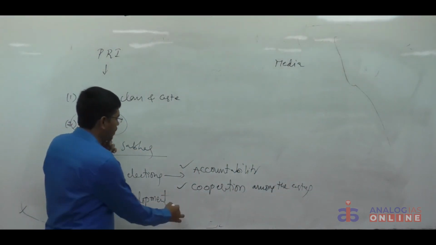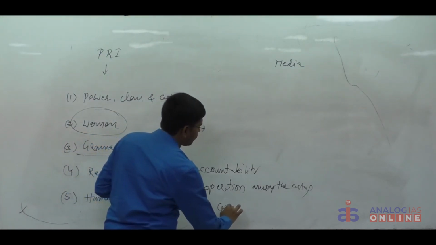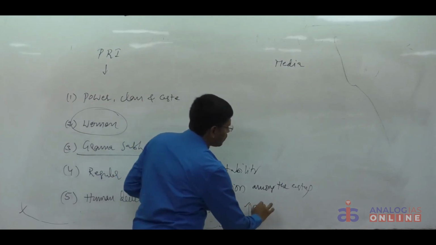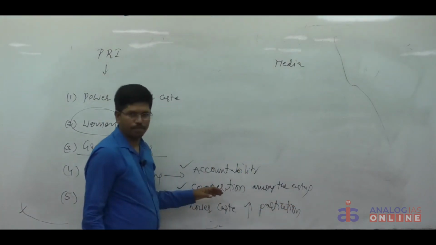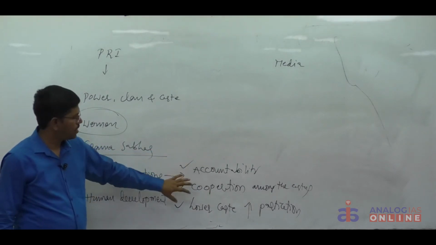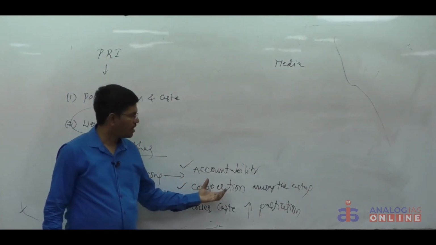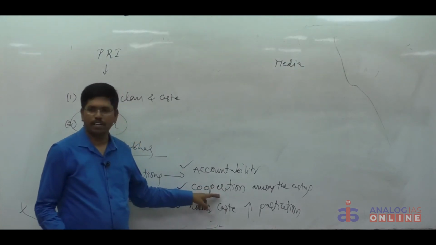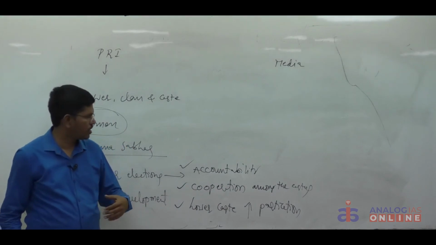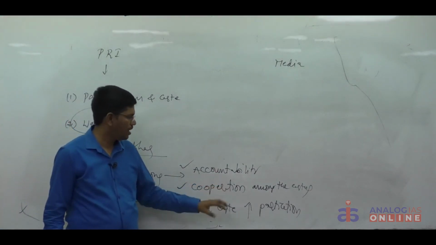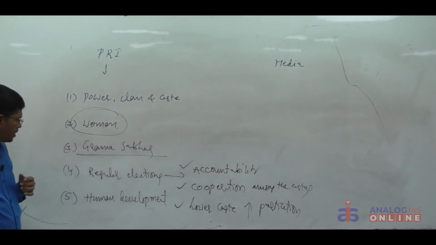At the same time, the lower caste people started contesting the elections. Lower caste people increased their participation. Why? Because of the regular elections, in order to emerge as successful candidates, they started forming different alliances with the different castes. That's why the lower caste people and the intermediate caste people got chances to contest the elections and reach the power positions. That's why the participation of the lower caste people in the elections was increased.